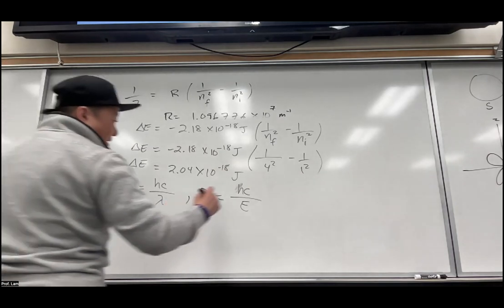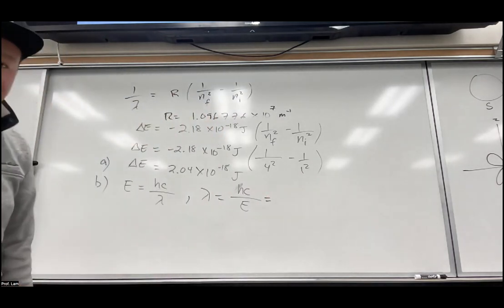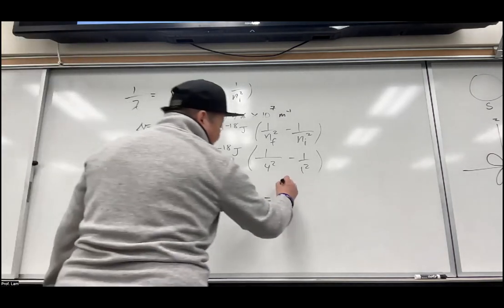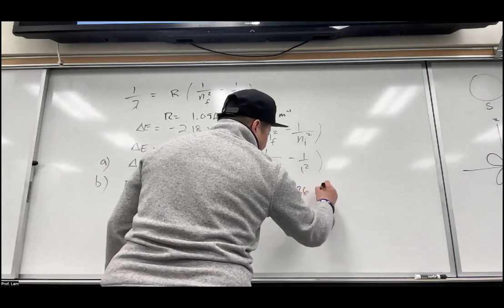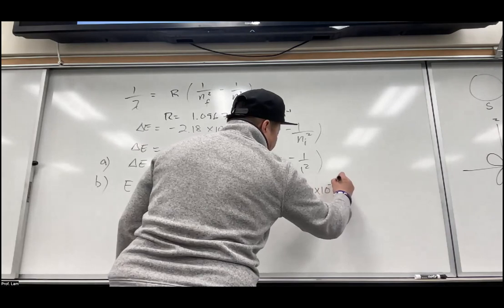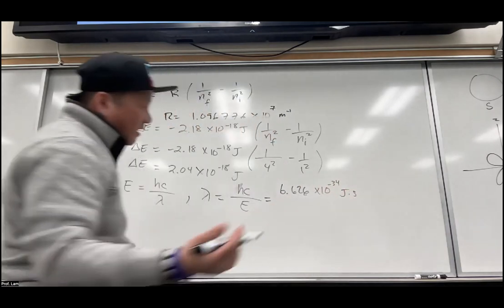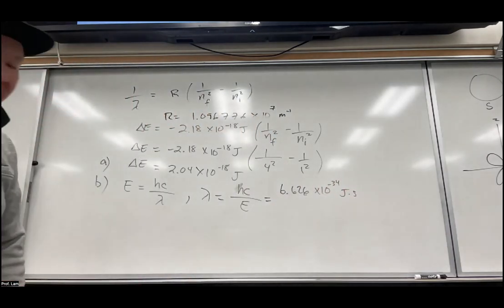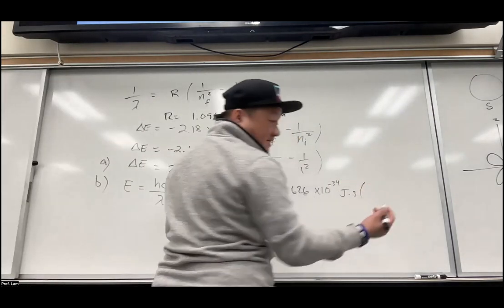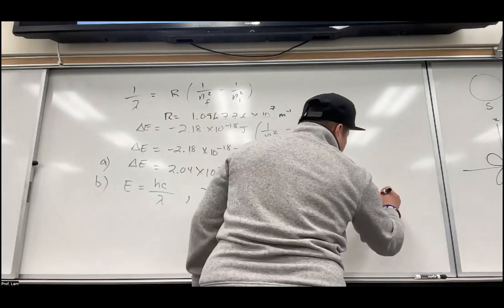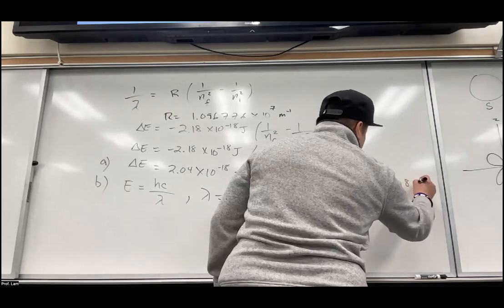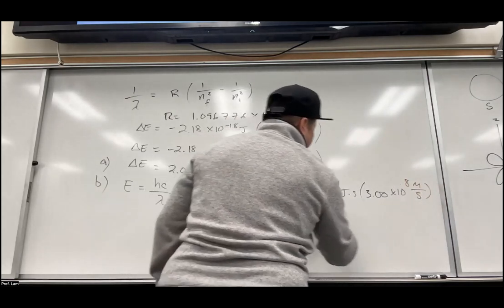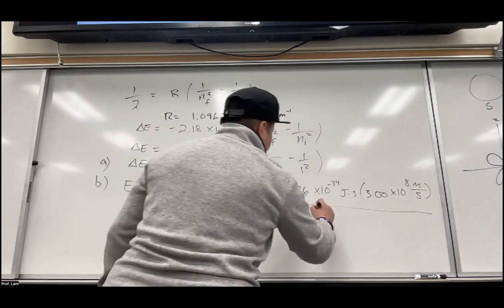So H, remember, is Planck's constant. That should be on your conversion sheet. It's 6.626 times 10 to the minus 34 joule times second. It's just a constant, the same every time. And then C is the speed of light, so 3.00 times 10 to the 8 meters per second. And then we're going to divide by energy.